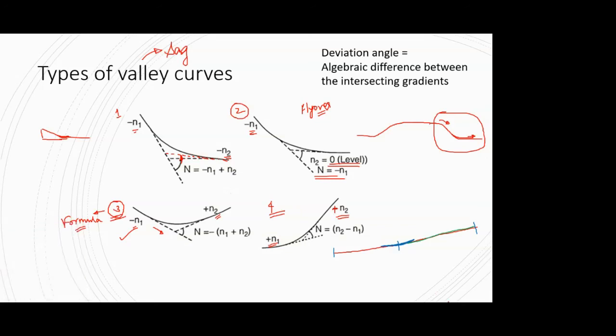So these are the types of valley curves or sag curves, and the concept of deviation angle, that is N, remains the same as for summit curves, that it's the algebraic difference between the intersecting gradients. So whatever it is, suppose in type number 1, minus n1 and minus n2, I'll just algebraically subtract it, so I'll get such kind of equation. From that I have got this capital N is equal to n2 minus n1, or minus n1 plus n2.